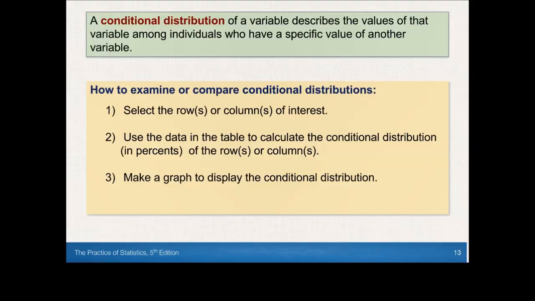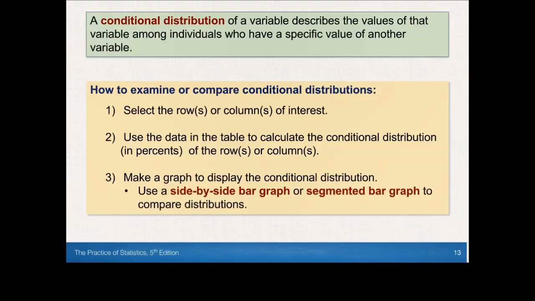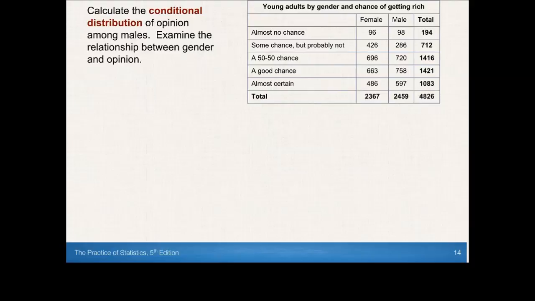Two different graphs will be used: one will be a side-by-side bar graph, and the other will be a segmented bar graph. We're going to use those to compare the conditional distributions. Okay, so we're going to take that "Am I going to be rich" data, and we're going to calculate the conditional distribution of opinion, and we're going to look at the males first, and then we're going to examine the relationship between gender and opinion.